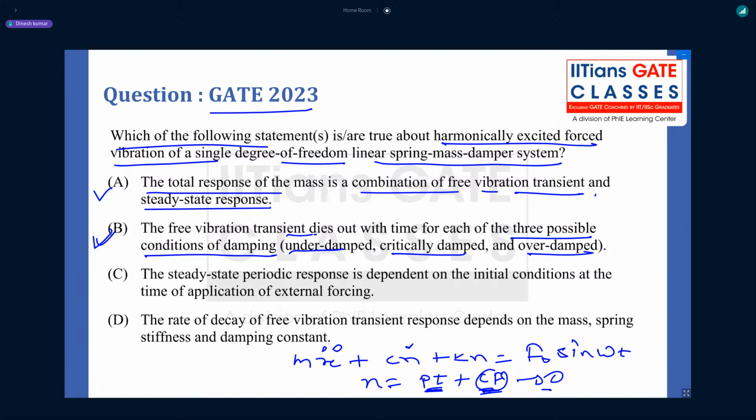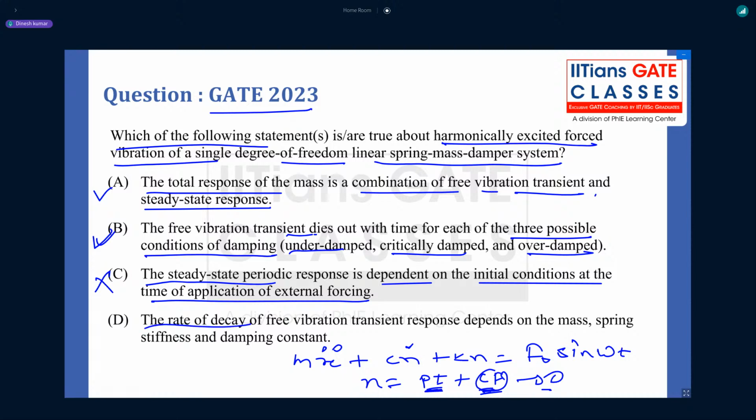Okay. Now option C, read: the steady state periodic response is dependent on the initial condition at the time of application of external forcing. No, the steady state response doesn't depend on the initial condition. Your complementary part or transient part only depends on the initial condition. So C is not correct.